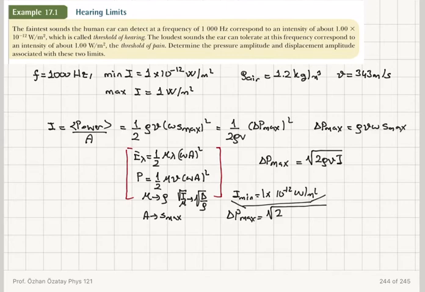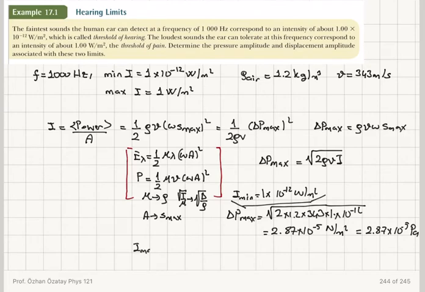So delta P max is the square root of 2 times 1.2 kilograms per meter cubed, times 343 meters per second, times 1 times 10 to the minus 12. This gives me 2.87 times 10 to the minus 5 newtons per meter squared. That's called pascals, by the way. So it's 2.87 times 10 to the minus 5 pascals. 1 pascal is 1 newton per meter squared, the SI unit of pressure.